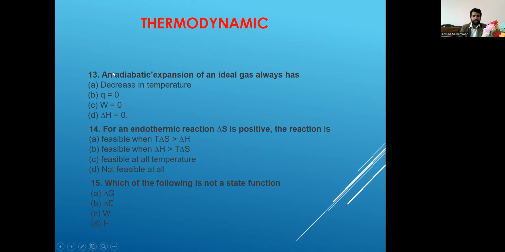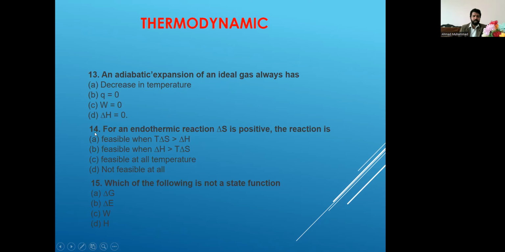For question 13, adiabatic expansion of a gas always has decrease in temperature. Option B, change in heat is equal to zero, or heat is equal to zero. Option C, work is equal to zero, and option D, change in enthalpy is equal to zero. So the right option is option B, heat is equal to zero for adiabatic processes.